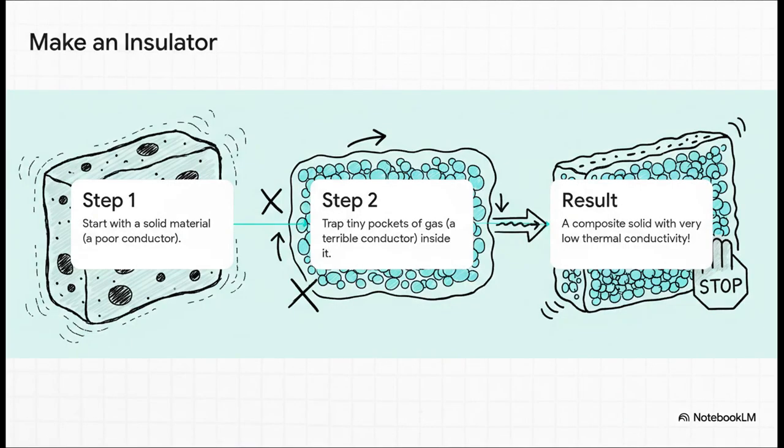So, how do you make a fantastic insulator like styrofoam? Well, it's a pretty simple recipe. First, you start with a solid material that's already a pretty poor conductor. Then, you trap tiny, tiny pockets of a gas like air, which we already know is a terrible conductor, all throughout it. The result is this composite material with incredibly low thermal conductivity. You've basically built the ultimate heat trap.